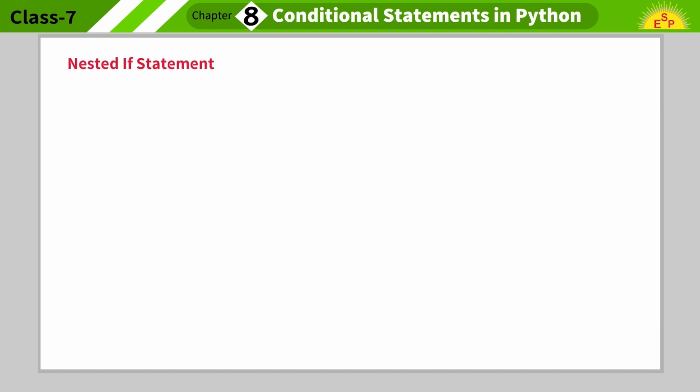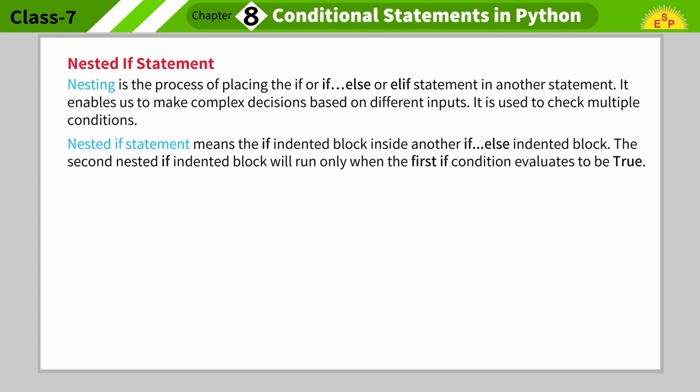Nested if statement. Nesting is the process of placing the if or if, else or elif statement in another statement. It enables us to make complex decisions based on different inputs. It is used to check multiple conditions. Nested if statement means the if indented block inside another if else indented block. The second nested if indented block will run only when the first if condition evaluates to be true.